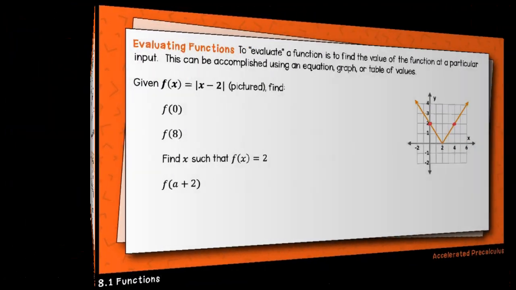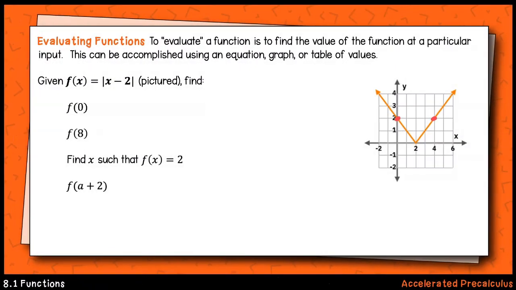One of the simplest tasks we can perform with functions is to evaluate a function at a particular input. This can be done using any of its representations, a graph, a table, or an equation. Let's use f of x equals the absolute value of x minus 2, which is also shown over here on the right.